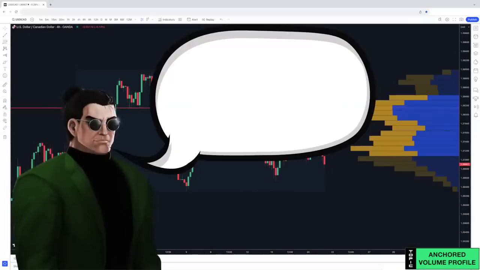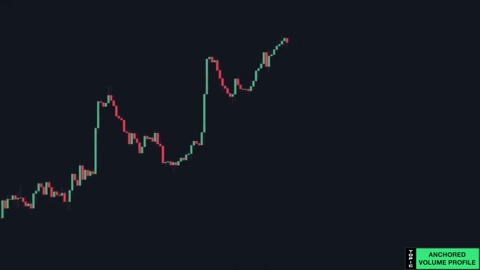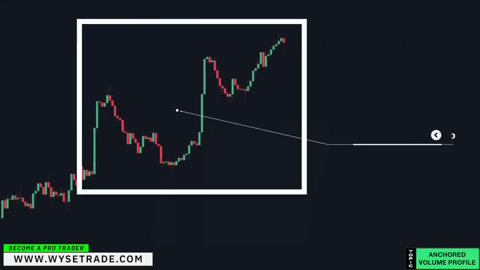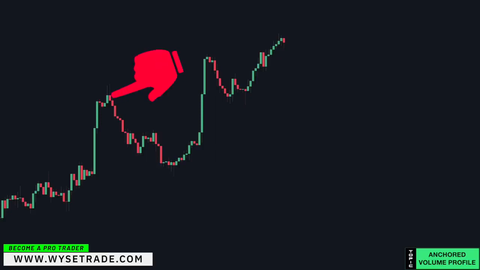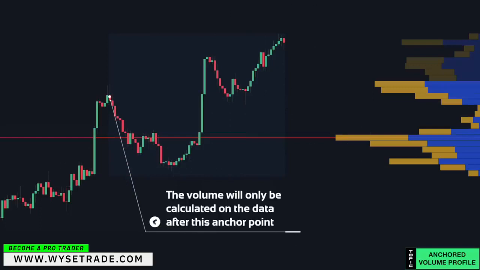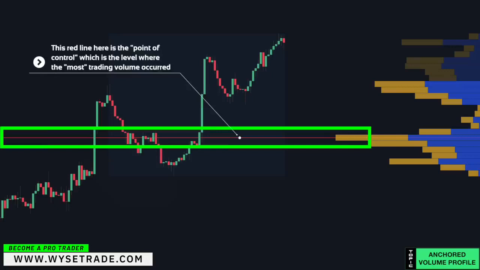Like any indicator, you need to combine it with price action methods, such as using key levels. So this area here is what you're currently using to identify a trade setup. You apply your anchored volume profile here at the start of the move, meaning the volume will only be calculated on the data after your anchor point. Your red line here is your point of control, which is where the most trading volume occurred.